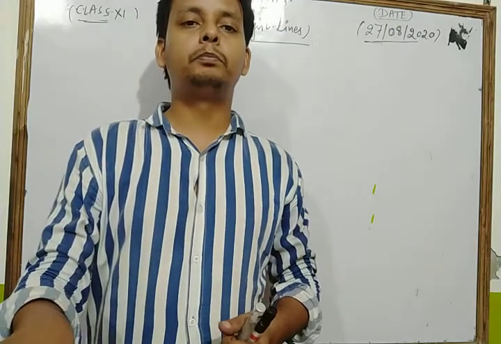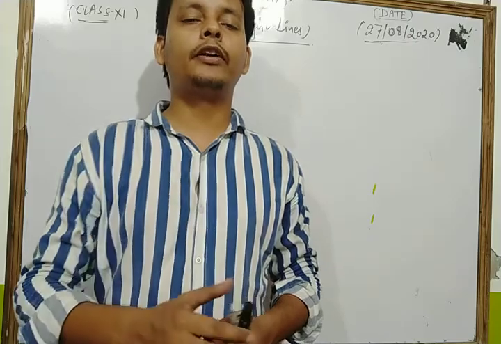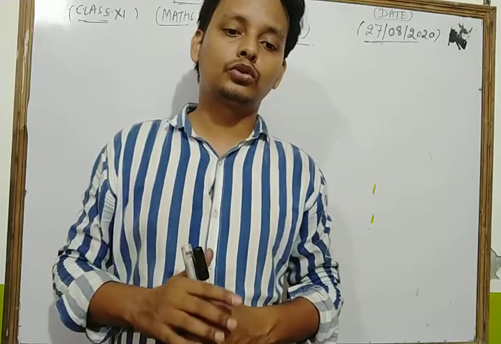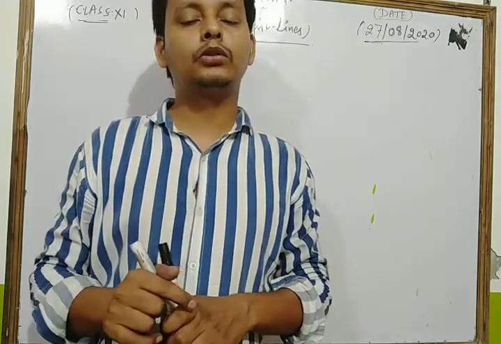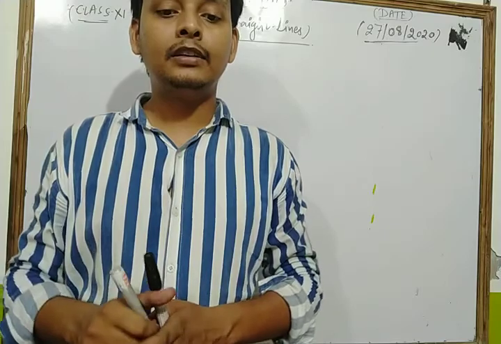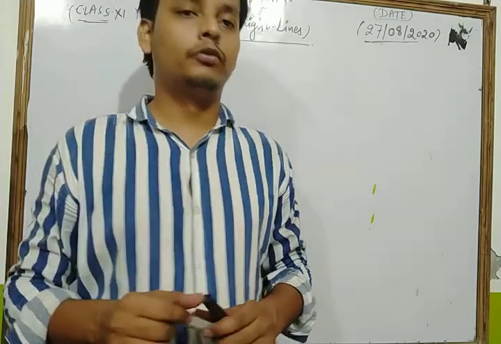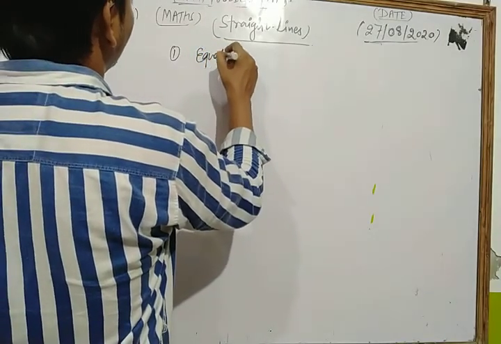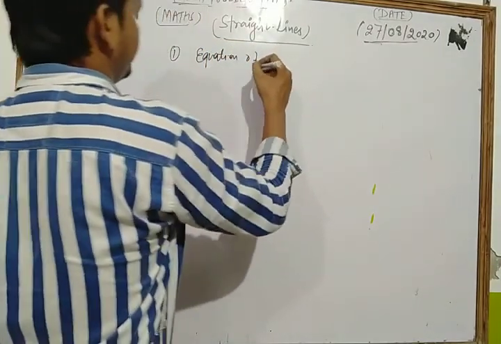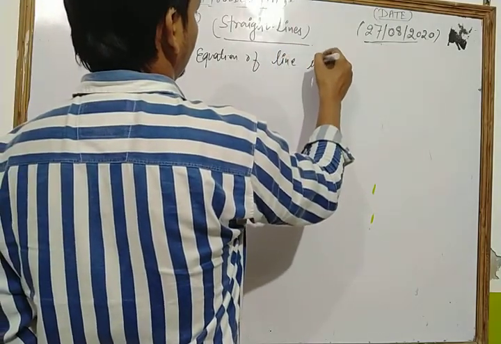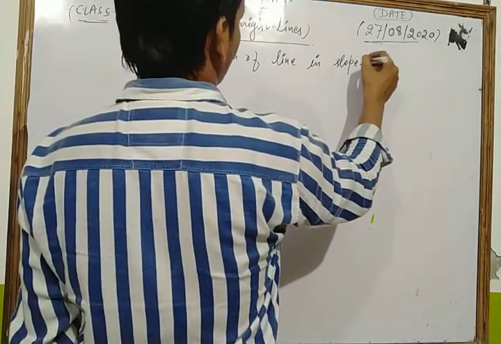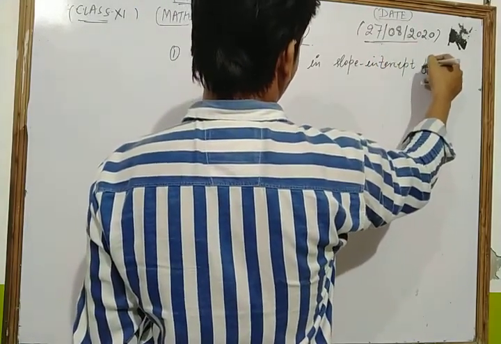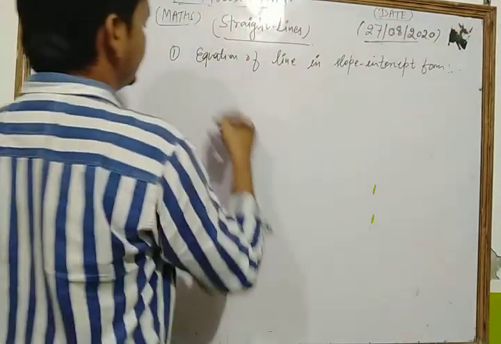And also, dear students, in the previous class we discussed the different forms of the equation of a straight line. Amongst them, first we discussed the slope intercept form of a line. We discussed the equation of a line in slope intercept form. First, we discussed the equation of a line in slope intercept form as what?